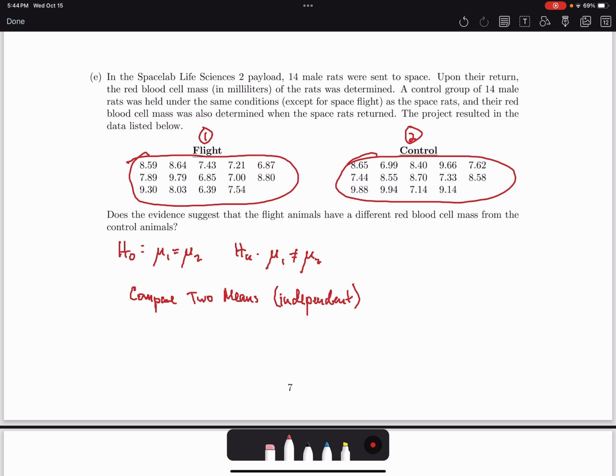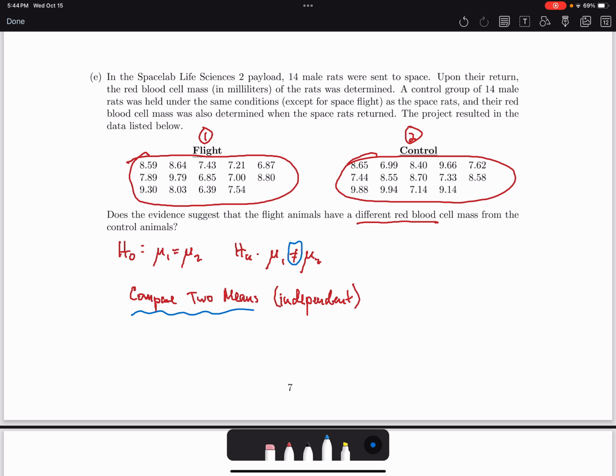And by the way, we're asked if they have a different red blood cell mass. We're not asked if the red blood cell mass of the flight animals is less than the control animals or greater than the control animals. We just want to know if it's different, and that's why I chose a two-tailed test for this one. But yes, we're comparing two means, so we use the Compare Two Means app in Art of Stat.